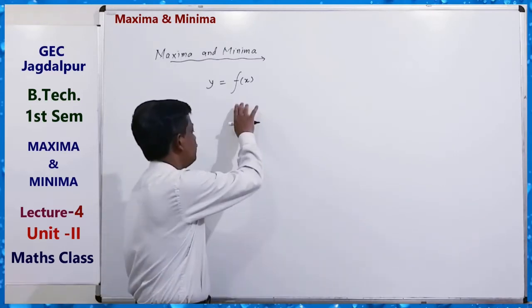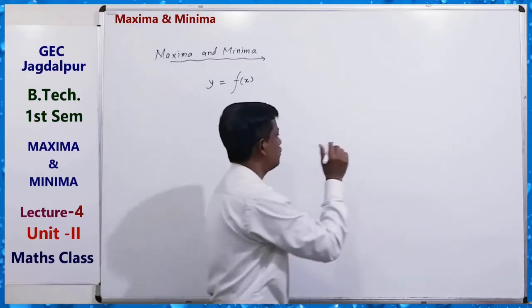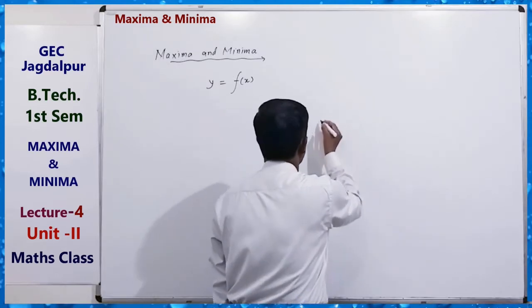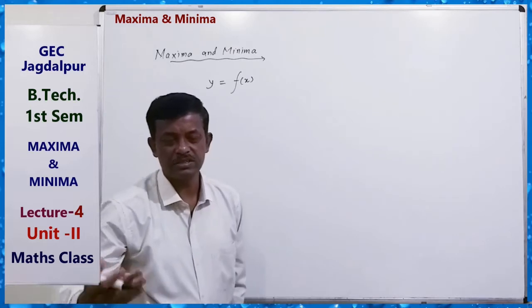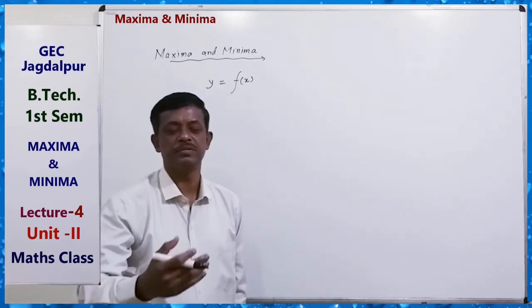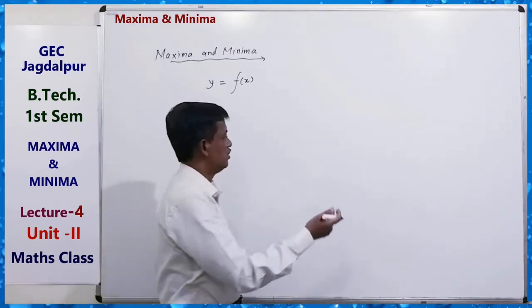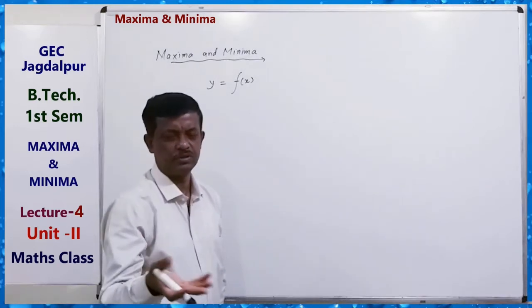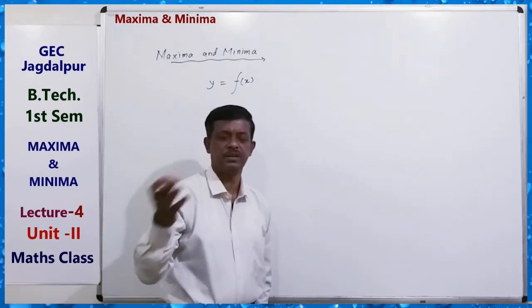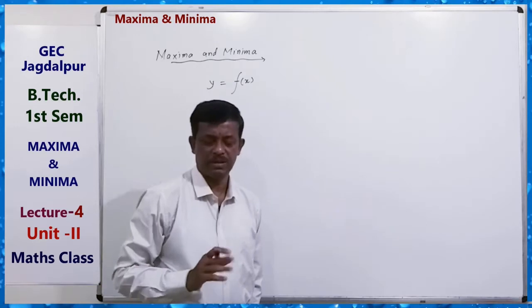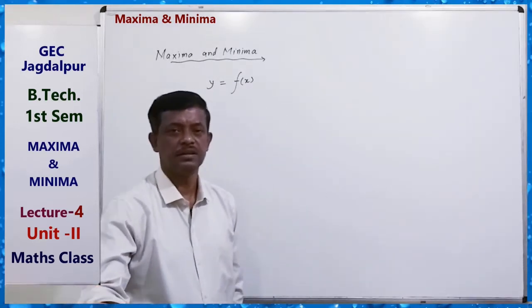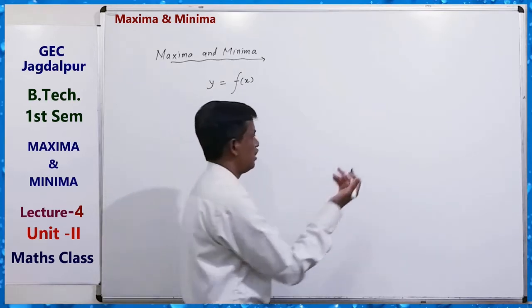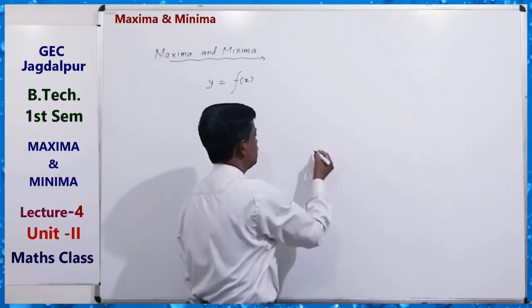Suppose this is the function, and we know the graph of this function. How can we understand what is maximum and minimum? For maximum and minimum, what will be the condition? You know, first derivative should be 0, and if the second derivative is negative, then it is a maximum; if the second derivative is positive, then it is a minimum at that point. So just understand that concept.